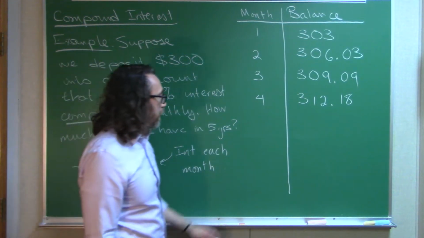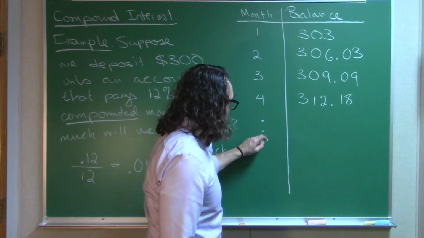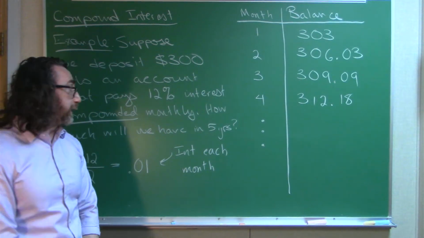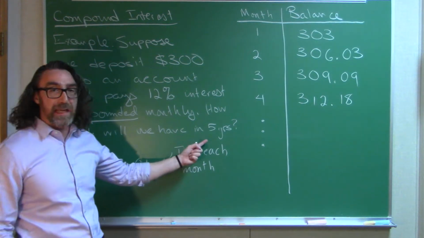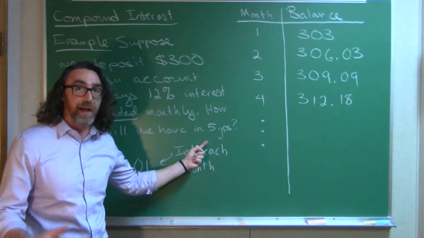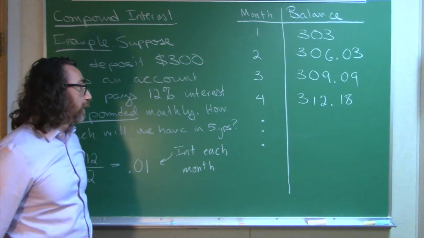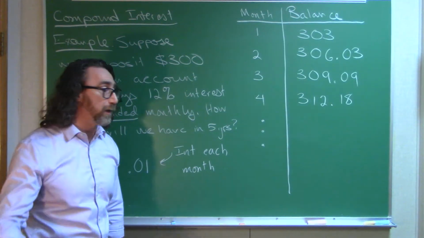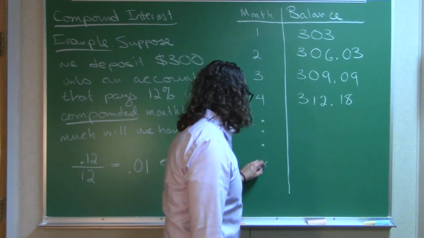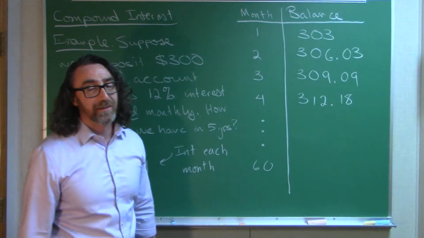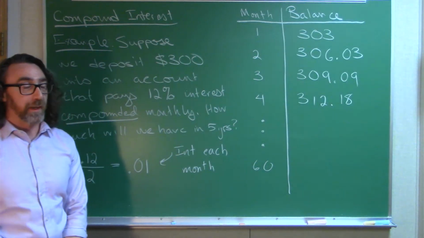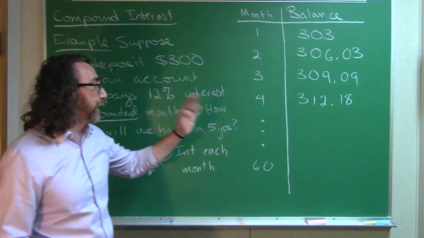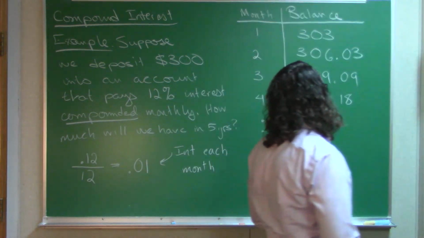Now, I could continue to do the problem like this, but it would be extraordinarily tedious, because the problem is asking me how much do we have in this account after 5 years of doing this. Well, 5 years, there's 12 months in a year, we get interest each month, so I would have to do this 60 times, and that would be a huge pain. So there's a better way to look at these values.